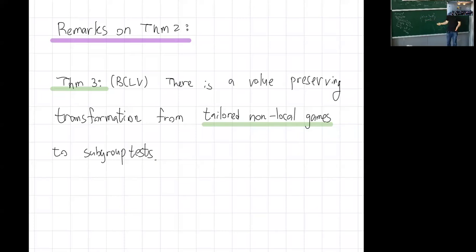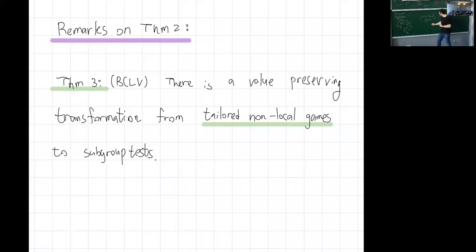This is a set of combinatorial objects, very similar to subgroup tests. If you know them, you know them. If you don't, it doesn't matter. It's just a set of combinatorial objects, and you can associate values to them. Here, the kind of value that we associate to them is called the quantum value. And the question that you ask about these combinatorial objects is whether the quantum value is 1 or strictly smaller than 1, say 1/2, for example.